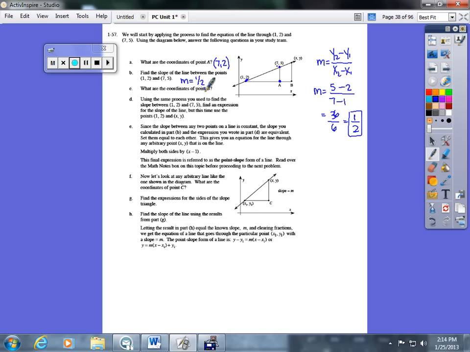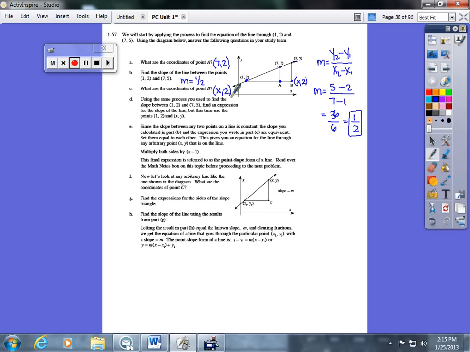Then it's asking us, what are the coordinates of point B? So point B is over here. It'll have the same x value as this point, which is just x. But then it'll have the same y value as that point, which is 2. So the coordinates of point B are x, 2, and there's nothing wrong with having an x as a value there.